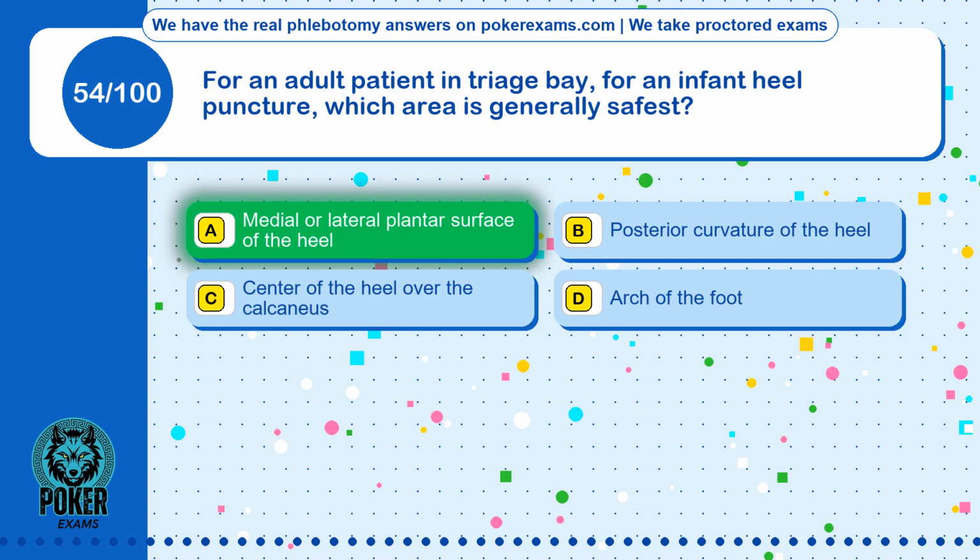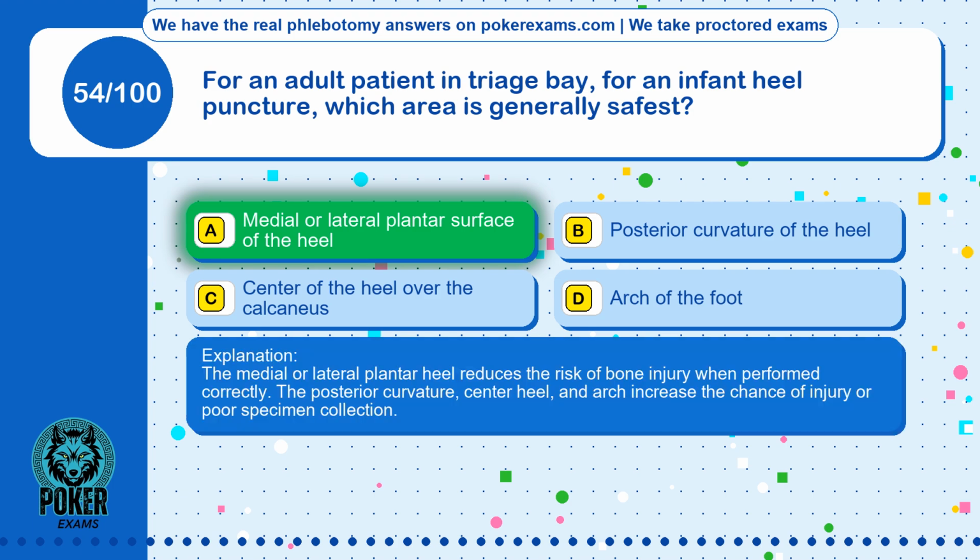The correct answer is option A. Medial or lateral plantar surface of the heel. The medial or lateral plantar heel reduces the risk of bone injury when performed correctly. The posterior curvature, center heel, and arch increase the chance of injury or poor specimen collection.